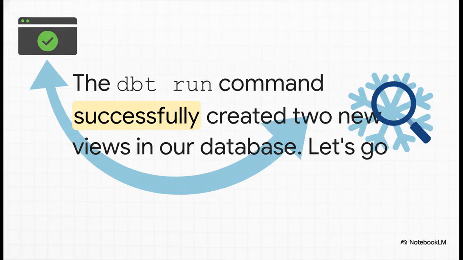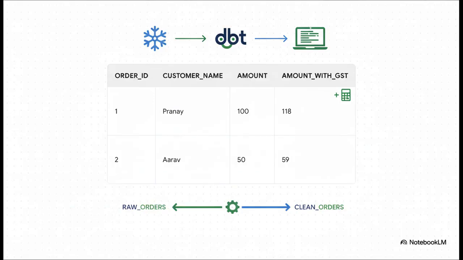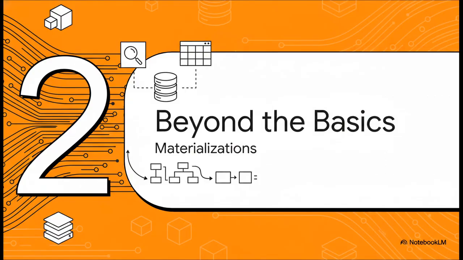Okay, our run finished. No errors. So what's next? Well, let's pop over to our data warehouse, in this case, Snowflake, and see what we actually made. And boom, there it is. We can see our new clean_orders view. And when we query it, we see our original data plus that new amount_with_GST column with the tax correctly calculated. Our pipeline totally worked from start to finish. Perfect.